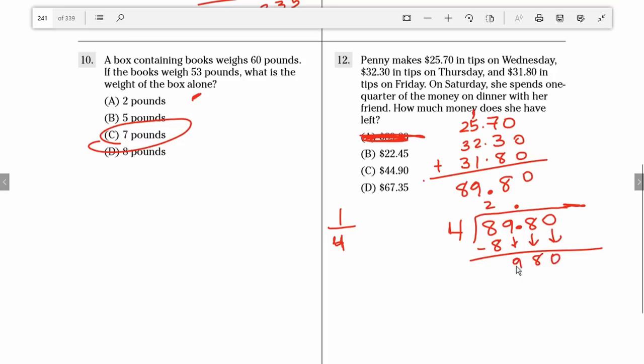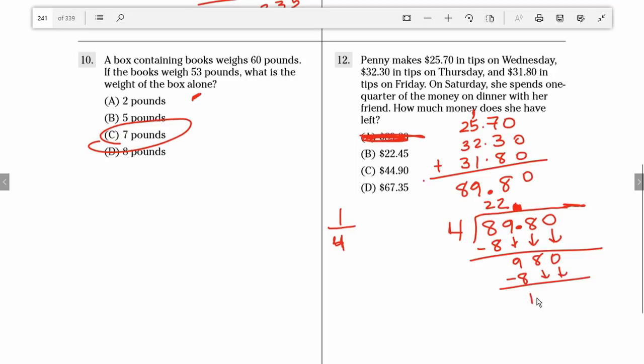Does 4 go into 9? It does. And again, oops, I didn't want to bring that decimal up. Sorry about that. I haven't done long division with decimals in a while. Does 4 go into 9? It does. It goes into it 2 times. 4 times 2, of course, is 8. Subtract. 9 minus 8 is 1.